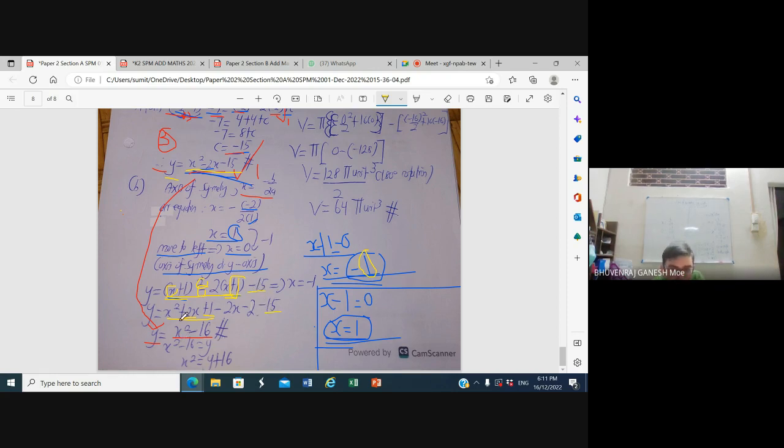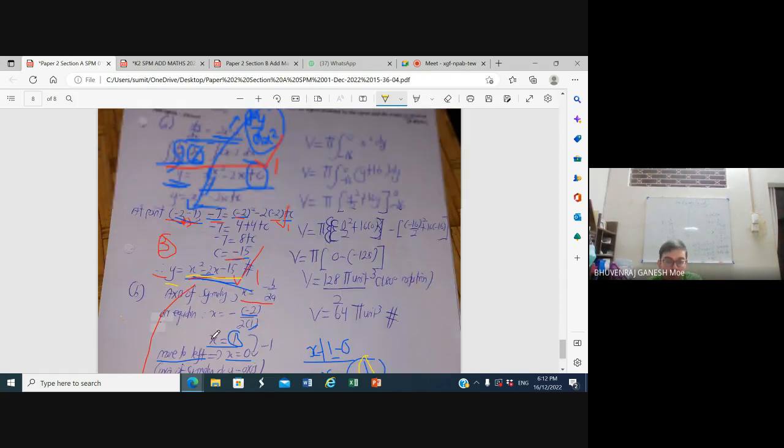After that, you shift everything, you'll get x squared. You realize here, your b value is 0 already. Plus 2x minus 2x, whole thing gone. And then plus 1 minus 2, you get minus 1. Minus 1 minus 15, you get minus 16. So this is your new equation. From here, you have to modify.